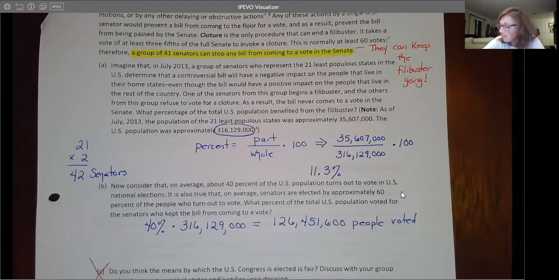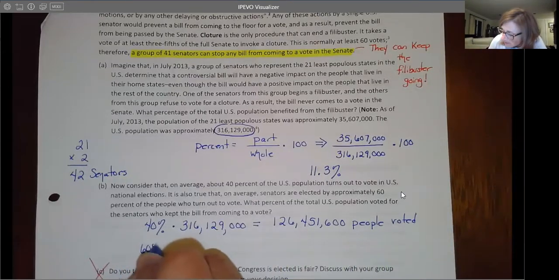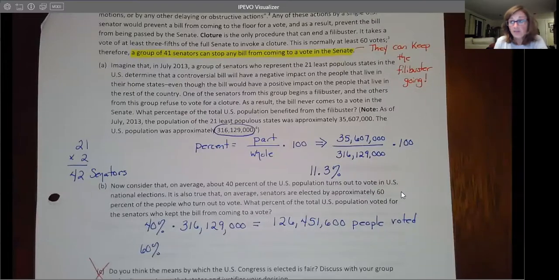Okay? But then it says, it is also true that on average, senators are elected by approximately 60% of the people who turn out to vote. So when you go to vote, you don't have to vote in every single category, right? You could just click a couple, like say you just wanted to vote for the president, but you really didn't care about what was going on with the senators, so you just ignored that. So it says that of these people that voted, only 60% actually cared about who was the senator that went in and voted.